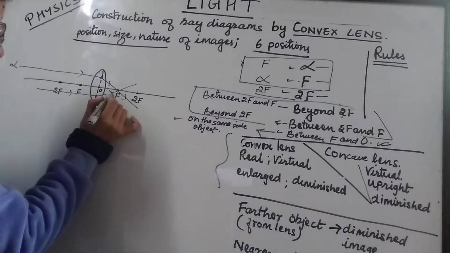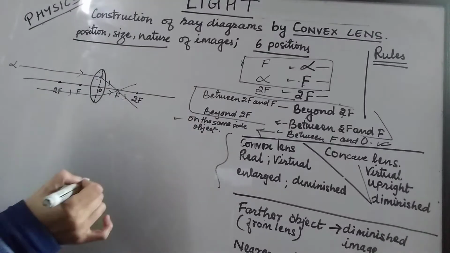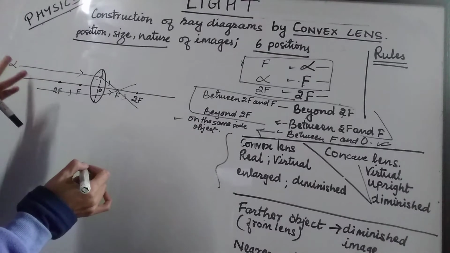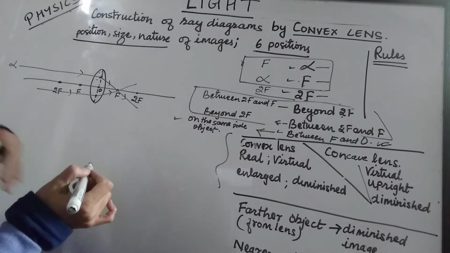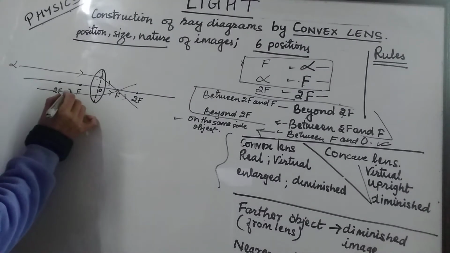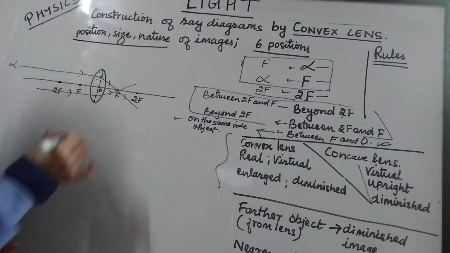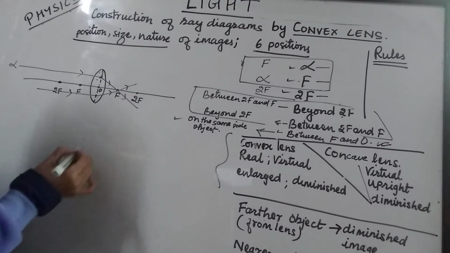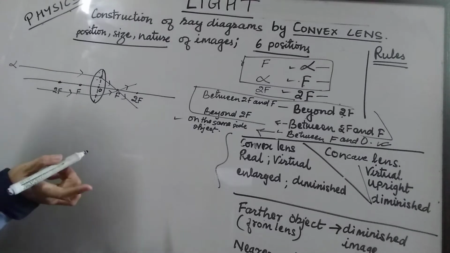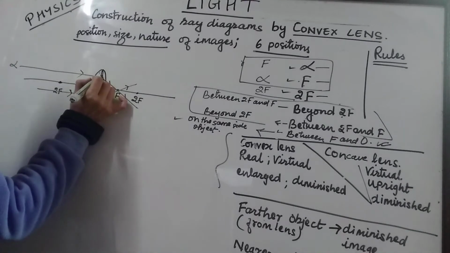So put arrows on the light rays, because light rays always travel from one point to another point. There is a definite direction for light rays to travel. If you do not show arrows over here, your diagram will not be complete. So it is very important to show the arrows, the direction of light rays, right?